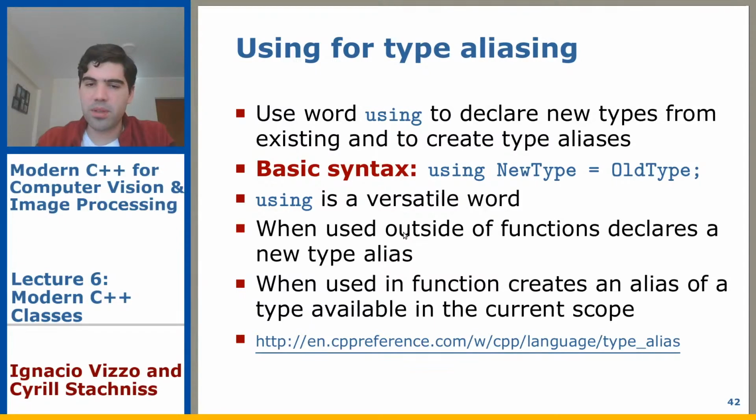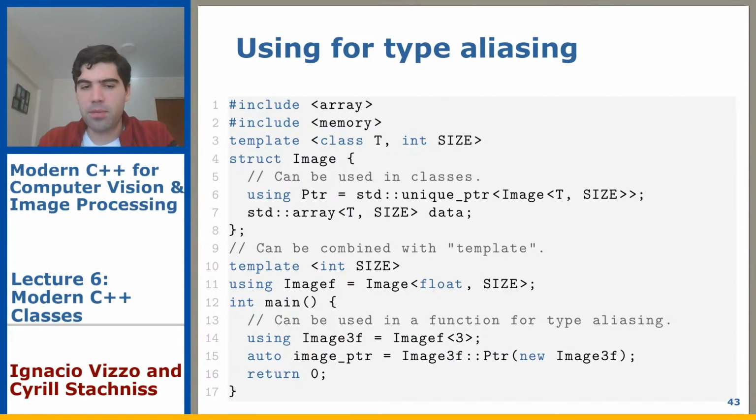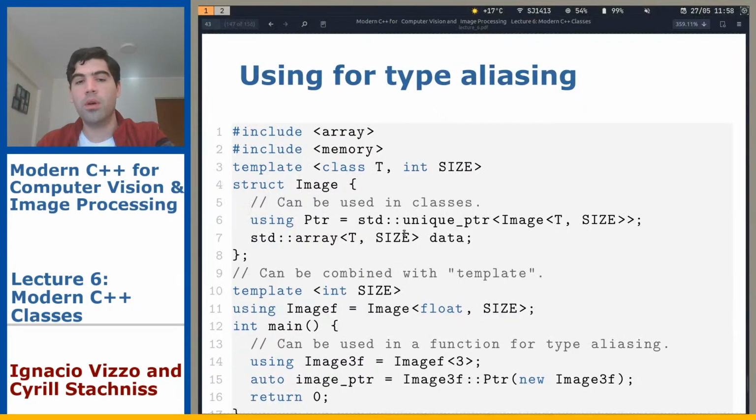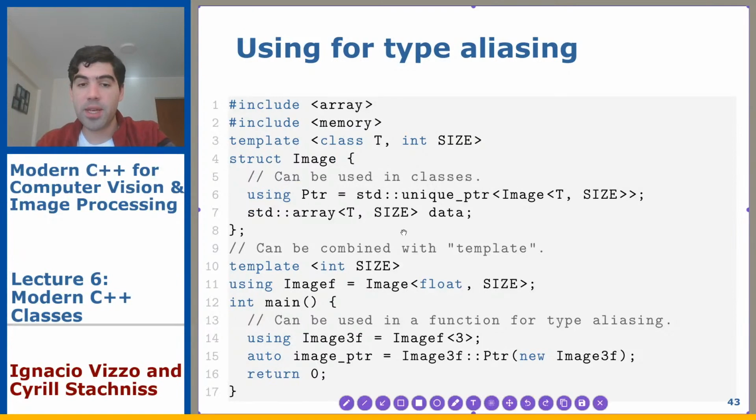And when used outside of functions, it declares a new type alias. And when you use it inside a function, it creates a type alias, but within the scope of the function. So this is something that you should start using from now on to make your code more readable. It basically has no impact on the runtime, and actually improves the code readability.